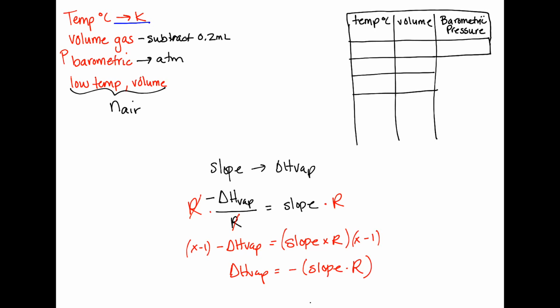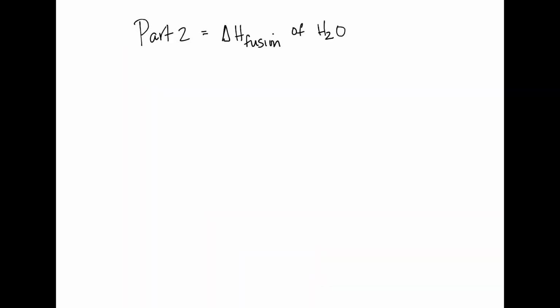Okay, so that's the theory and how we're going to use our data to find the results for part 1. Let's talk about part 2. Part 2 is trying to use some data to find the delta H of fusion for water. And again, the reminder there is that the delta H of fusion is the energy needed to melt solid water, which we call ice, to liquid water.